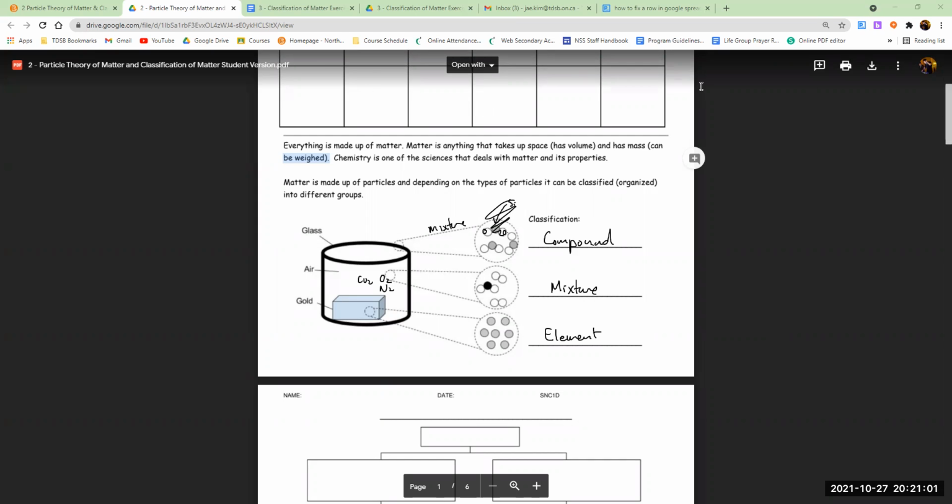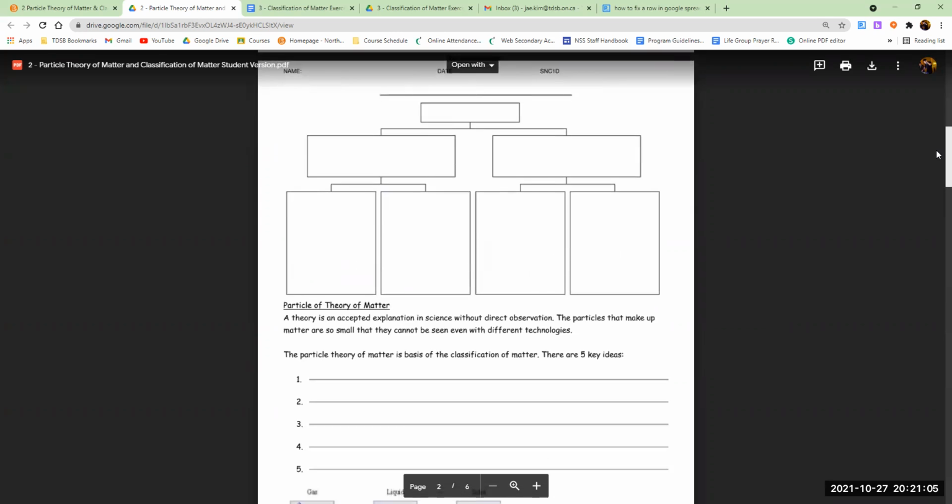So to start talking about your homework, the first part is matter. Everything is made of matter, but that can be broken down into pure substances and mixtures. And out of these 2 umbrellas comes elements and compounds.